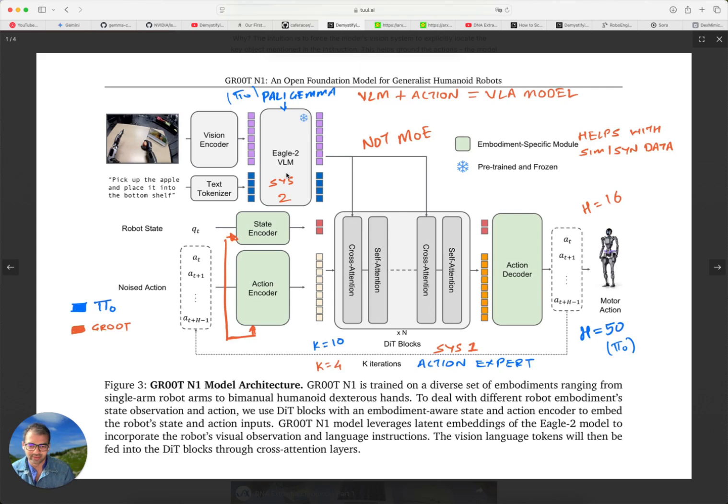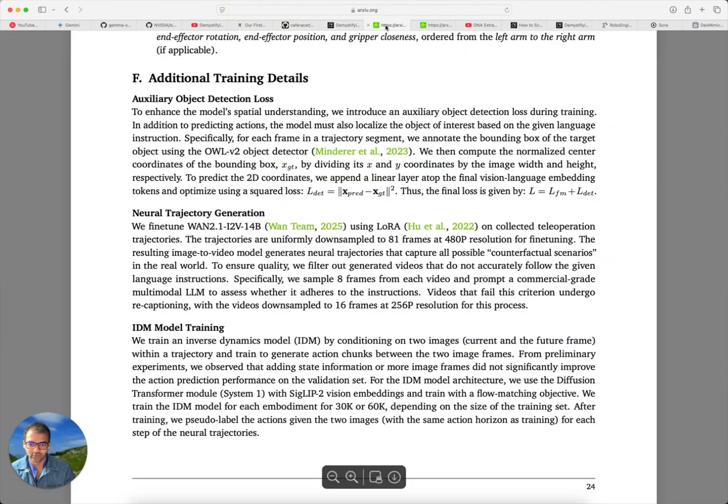One small thing is that along with the flow matching loss, the GR00T paper also uses an object detection loss as an auxiliary loss. Now, why the auxiliary loss? I mean, this is pretty cool. Normally in computer vision systems, you add an auxiliary loss as a second objective, just to help your model learn the main action more specifically.